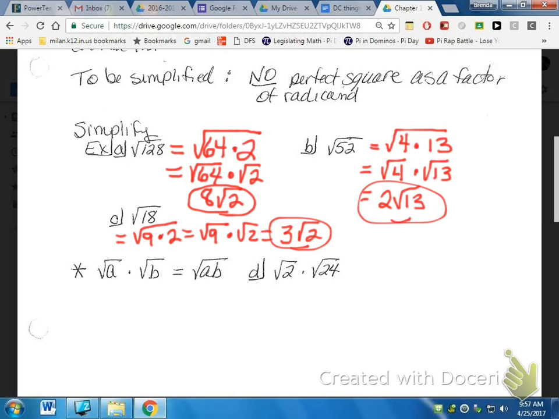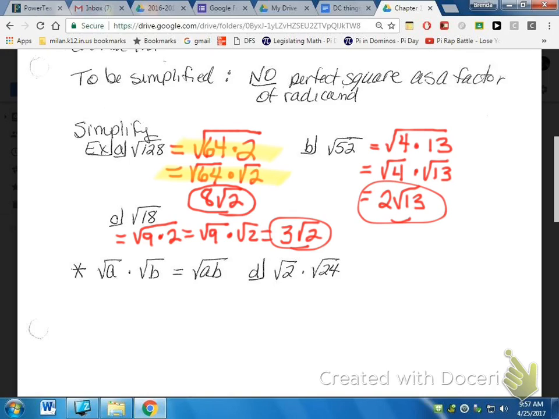Okay, so now let's look at something different. They might give you a problem like this, and we're learning radical rules. So one thing that we learned up here is that if you have a product in a radical sign, it can be split apart into 2 different radicals. Those 2 things are equivalent, okay?